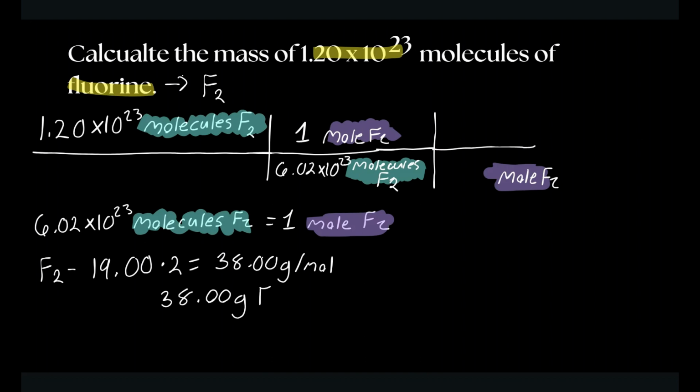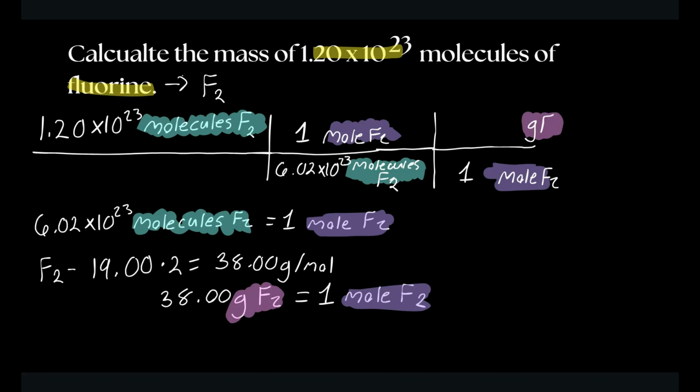Now, rewriting this in order to fit it into our setup, this is our 38.00 grams of our F2 equal to our 1 mole of our F2. This mole of our F2 is going to go into the diagonal, our 1 mole of our F2. And then what that is equal to, which is our grams of our F2, that is going to go on top. So what we're trying to solve for being our grams. And now we are ready to solve. We're going to multiply the top. We're going to divide by the bottom.